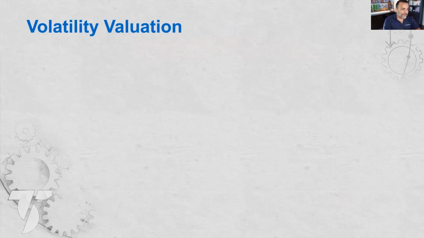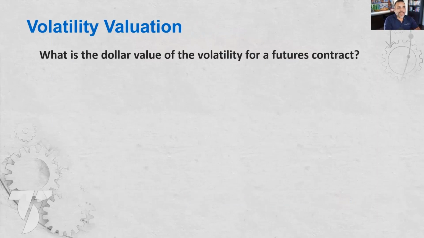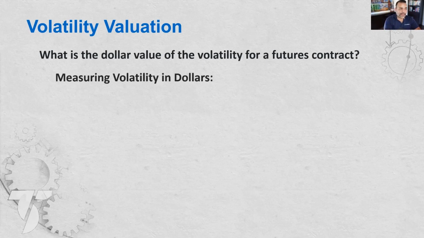Volatility valuation. What is this? It's a dollar value of the volatility for a futures contract. What we talked about in our example earlier, a movement in one commodity represents a different dollar value. There's ways in which we can measure this, and this indicator measures volatility in 2 different ways.